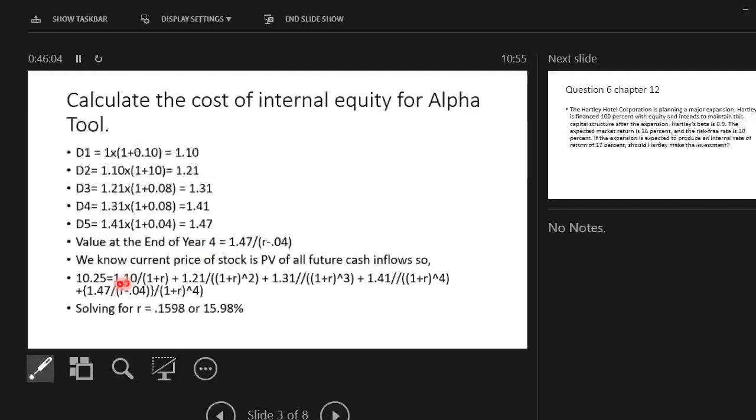But this is the last part that you always need to remember. This is your P0 or your present value, which is actually the addition of all these things, and then at the end of the day you just quickly solve for your R, and then you get your answer.